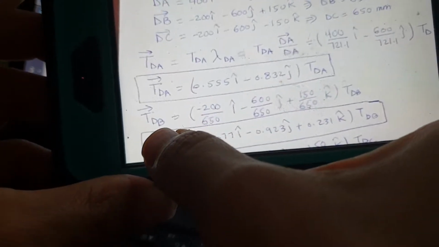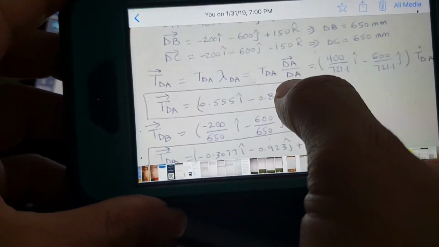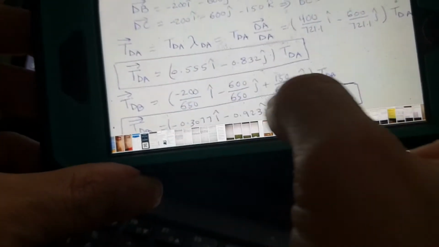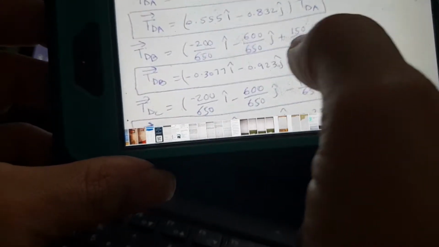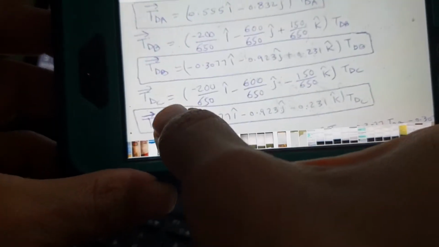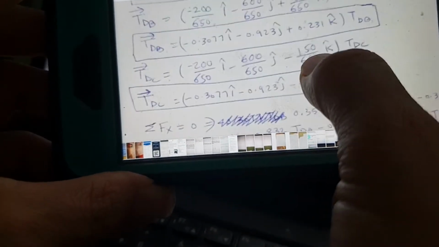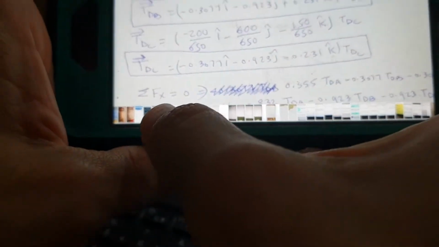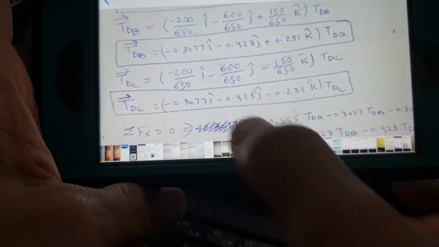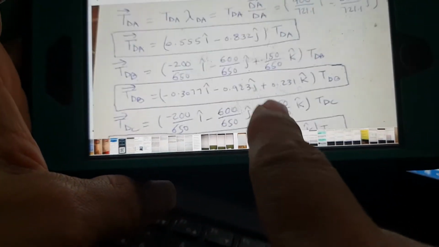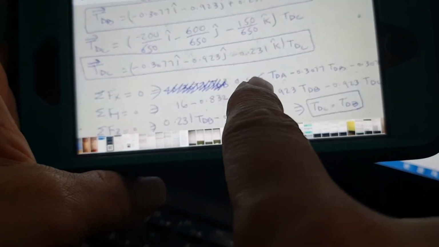You do the same thing for TDB: minus 200I, minus 600J, plus 150K, over 650, each one of them, times magnitude TDB. Same thing for TDC. The vector form divided by the magnitude times the tension. Now, to find the summation of forces at the X, you have to sum all the I's. Take all the I's. 0.555 TDA. So you put everything, all the I's, together.